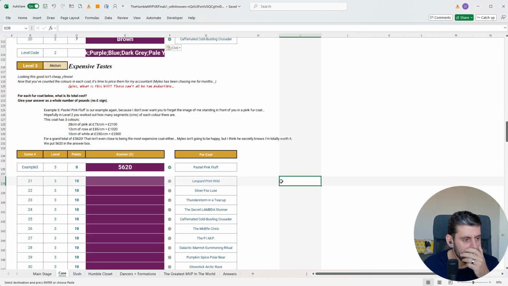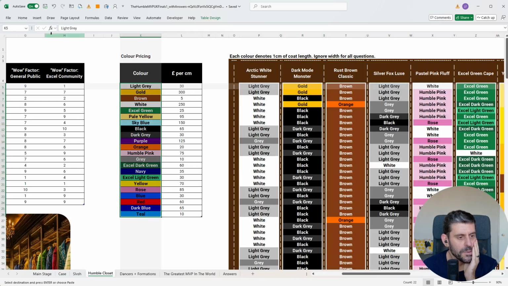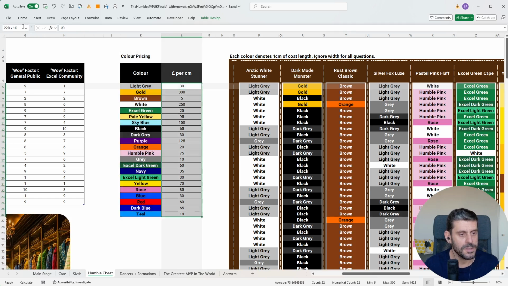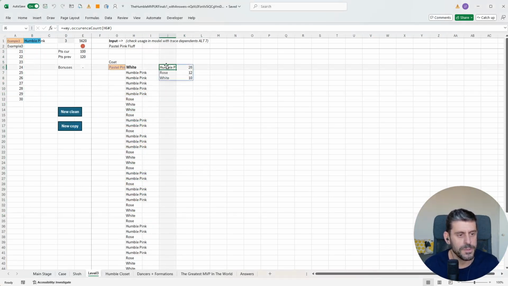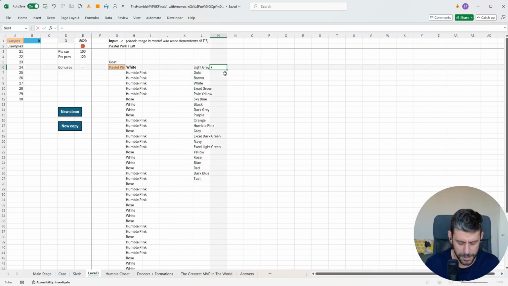Level 3 says expensive tasties. For each part code below, what is the total cost? Because I think we have the available colors, color list, and prices per color. So we can probably copy level 3. Okay, move it. Color list. For some reason, I'm getting this double named, which is really annoying.